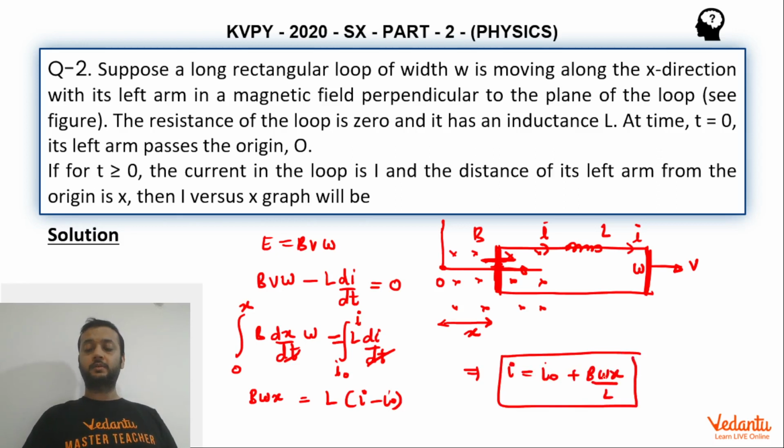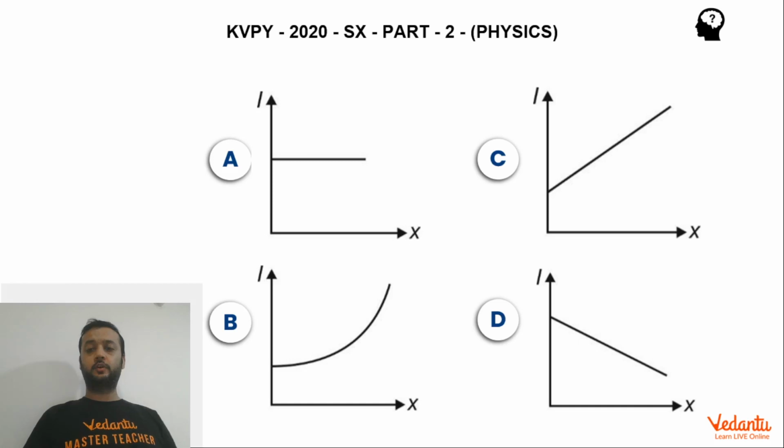So you can see that this is a straight line function with a positive slope. Current and x graph is a straight line function with a positive slope, right? So if you go back to the options, option C will be the correct answer. This is a straight line function with a positive slope. So C is the correct answer over here.